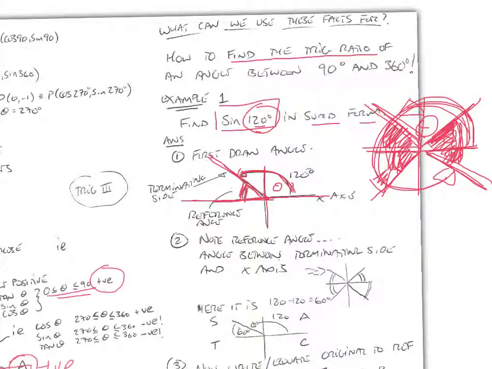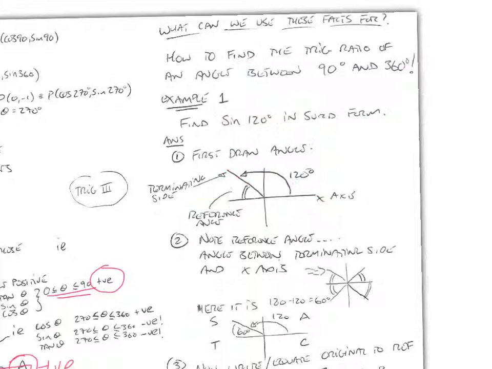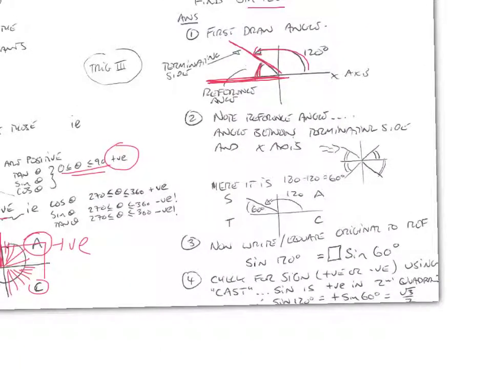Okay? So, going back to our problem, to find the sine, or represent the sine of 120 degrees in surd form, draw your angle 120 degrees, mark the terminating side, and work out what the reference angle is, the angle between the terminating side and the x-axis. And in this case, that must be equal to 60 degrees, because the straight line angle is 180, so this must be 60 degrees.